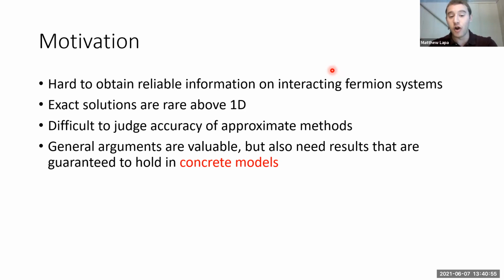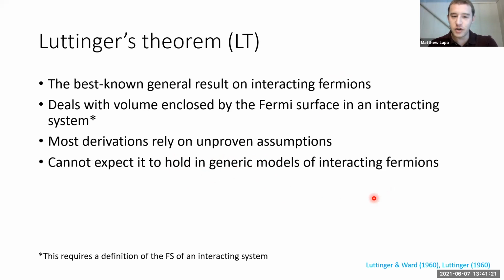General arguments are valuable, but it's useful also to have results that are guaranteed to hold in concrete models. And this is the angle that I'm coming at in this work. You should think of the whole talk as based on this idea: I want to try to find some results that you can guarantee will hold in concrete models. Luttinger's theorem is the best known result along these lines, and it deals with the volume that's enclosed by the Fermi surface in an interacting system.